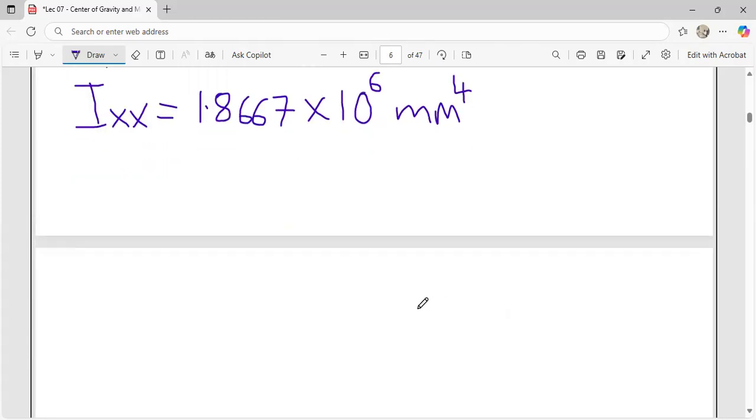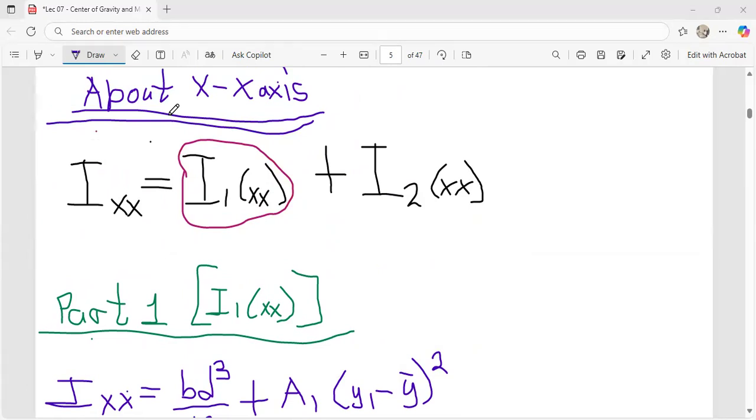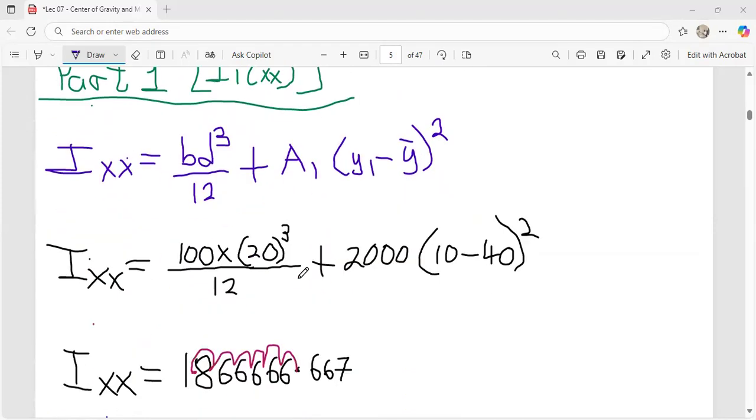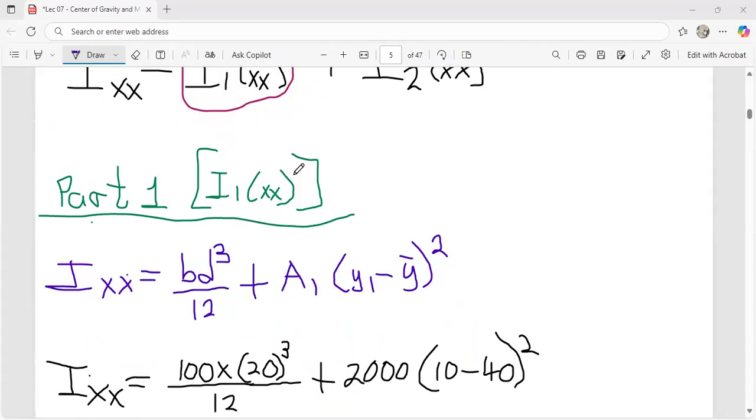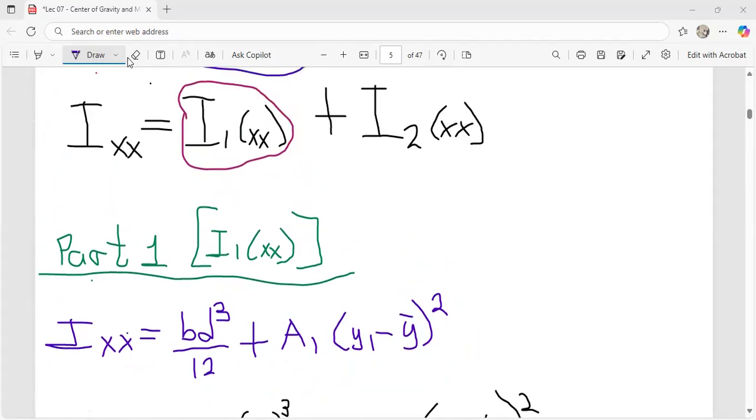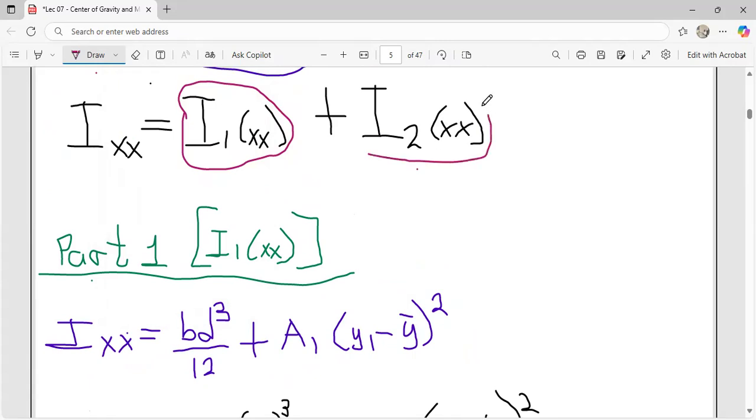So we also have to calculate for part 2. We also have to come and calculate for part 2, and this is it over here. We also have to calculate for this one too. So we are almost done.